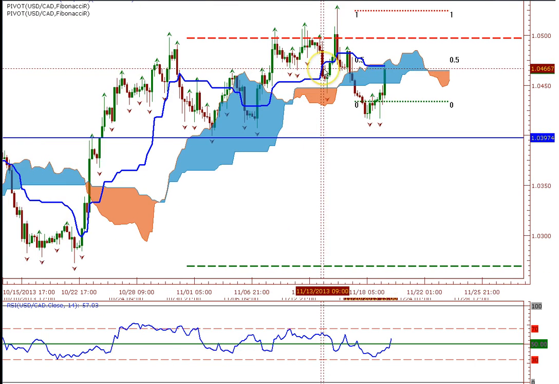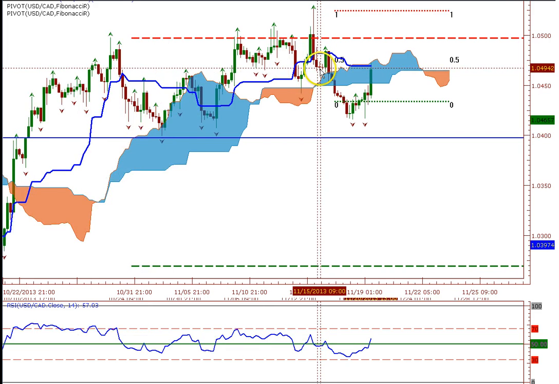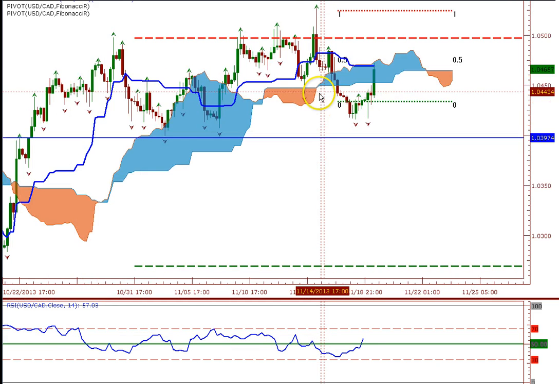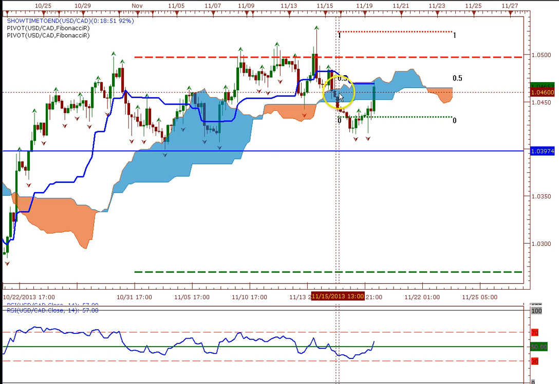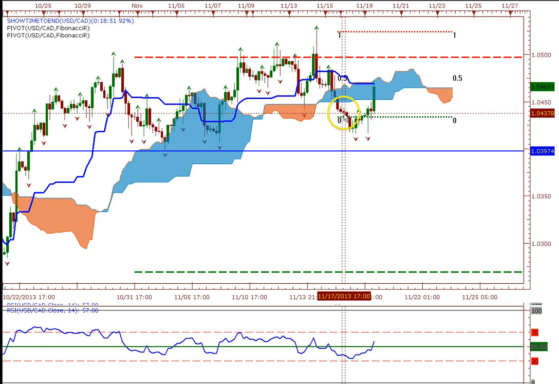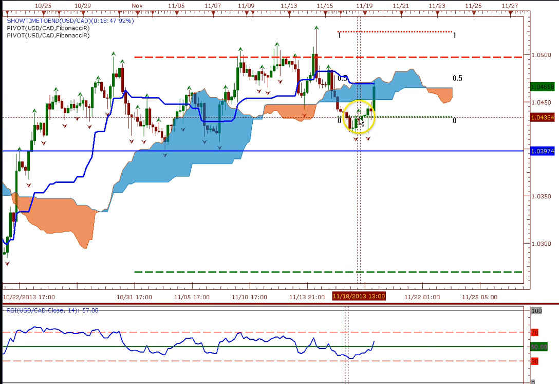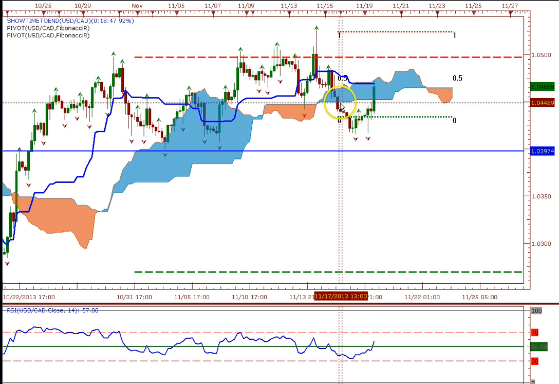Looking at the US dollar CAD. Now here's what I was looking at on this pair. Since price came down below the cloud, I missed this breakout here because this was Friday. Didn't want to take this, and then that market opened and I didn't want to be that far away. I wanted to get it closer. So I said I'd wait for the pullback.